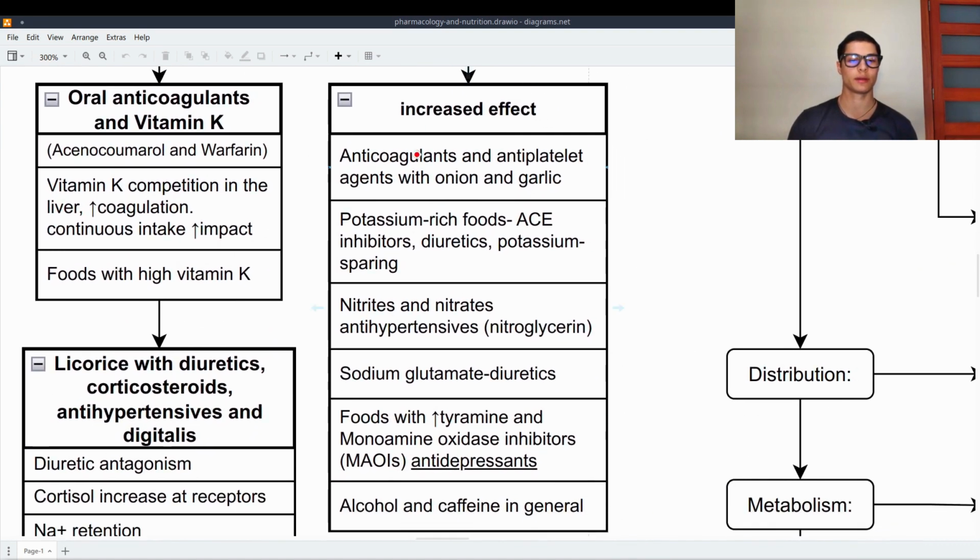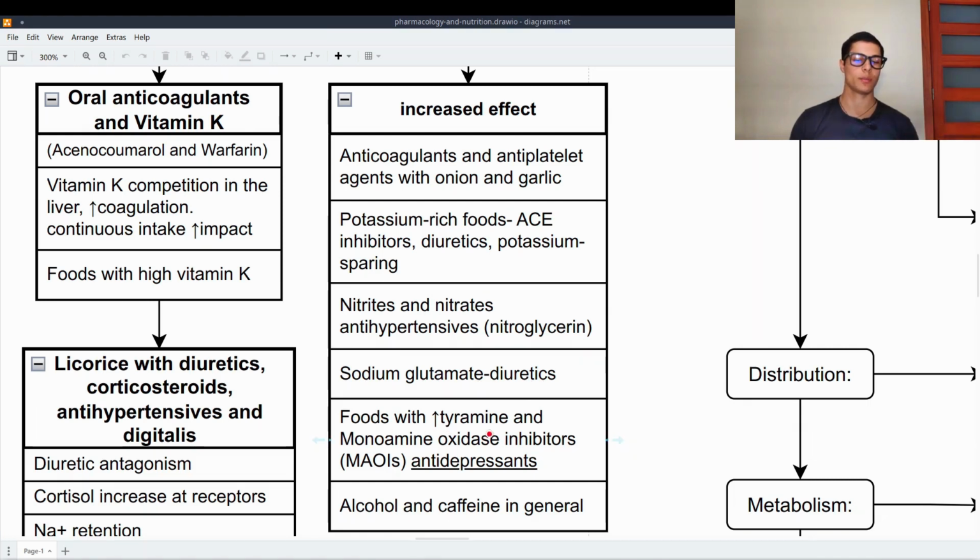On the other hand, we have an increased effect. The increased effect with anticoagulants and antiplatelet agents happens with some components in onion and garlic that will enhance the properties of anticoagulants and antiplatelet agents. Potassium-rich foods with ACE inhibitors, diuretics, potassium-sparing drugs. Nitrates with antihypertensives, such as nitroglycerin, there is an interaction there. Then also monosodium glutamate and diuretics interact with each other. Monosodium glutamate is an additive that is put in a lot of Chinese food, and it increases the diuretic effect.